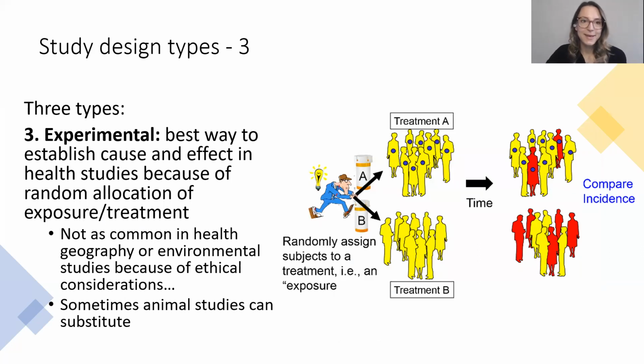Now, the last type of study design is the experimental. There are many different ways to think about an experimental design, but we're going to keep it pretty simple for the sake of a second-year course. The best way to establish cause and effect is with an experimental design. Usually they use some sort of randomized assignment. They might randomly assign a treatment or an exposure to a group and then follow what the rate of the disease is in those two groups.